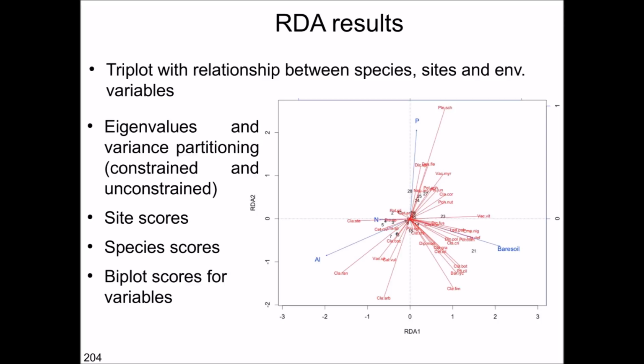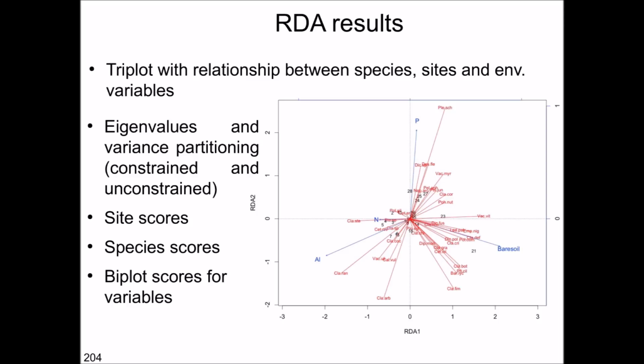What is the result of an RDA? First of all, compared to the PCA, where we can have a plot of environmental variables and sites, which was a biplot in the context of PCA, in the context of RDA we may obtain a triplot. So we can have a plot, as shown on this slide, that gives you the relationship between species, sites, and environmental variables. And you read this plot in the same way as we have discussed previously for the PCA.